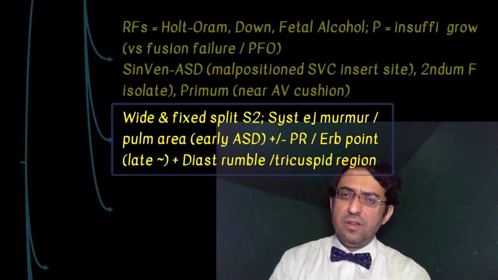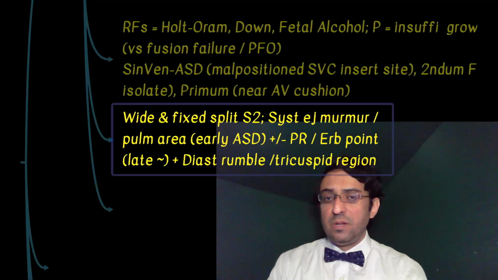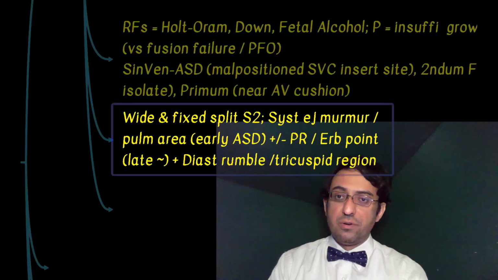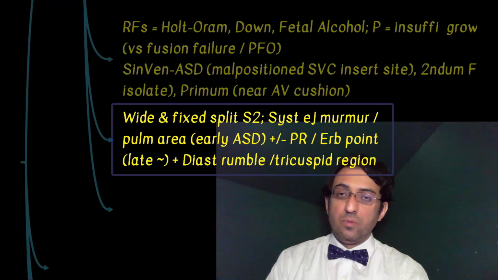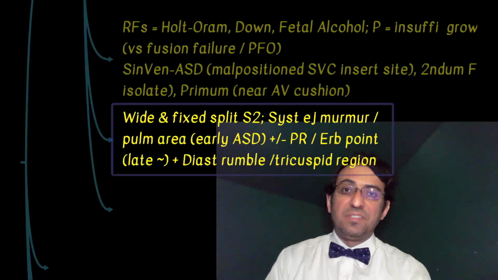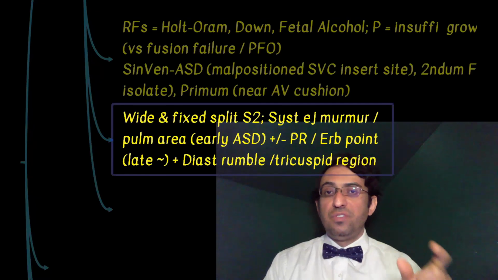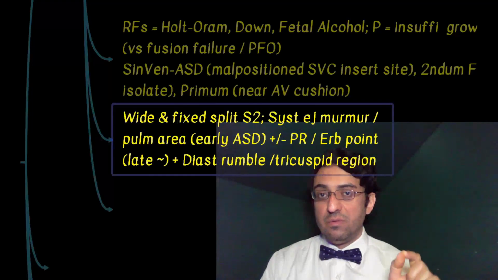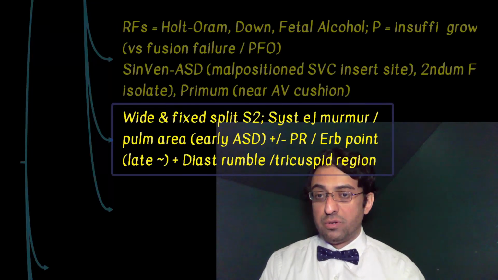And where do we hear the pulmonic regurgitation? Similar to aortic regurgitation, pulmonic regurgitation is heard at the Erb's point, which is the mid-left sternal border. Don't confuse it with the tricuspid region, which is the lower left sternal border.